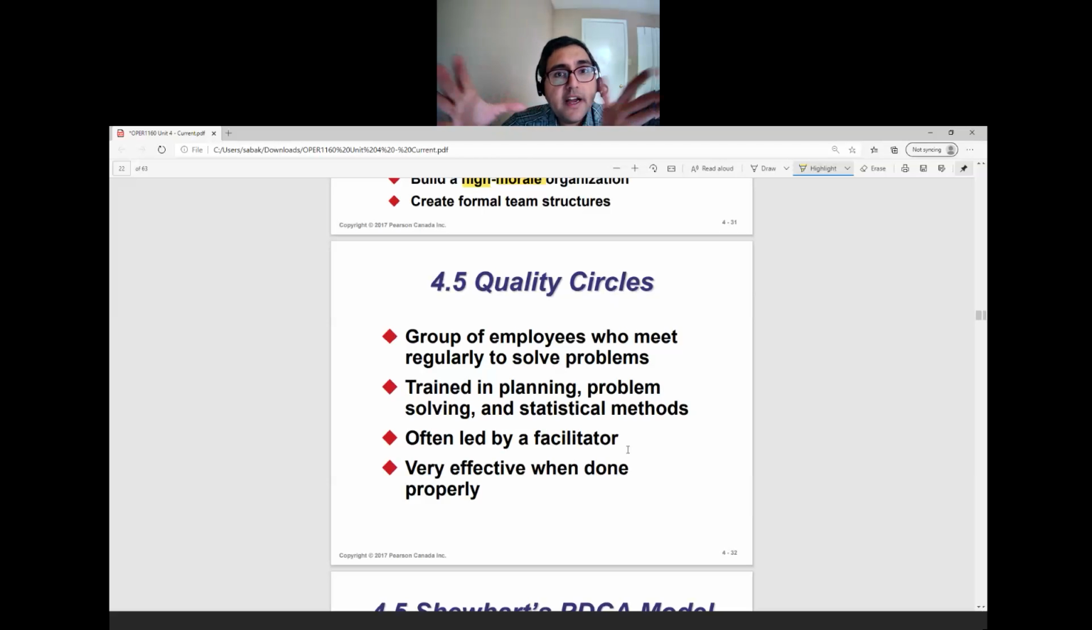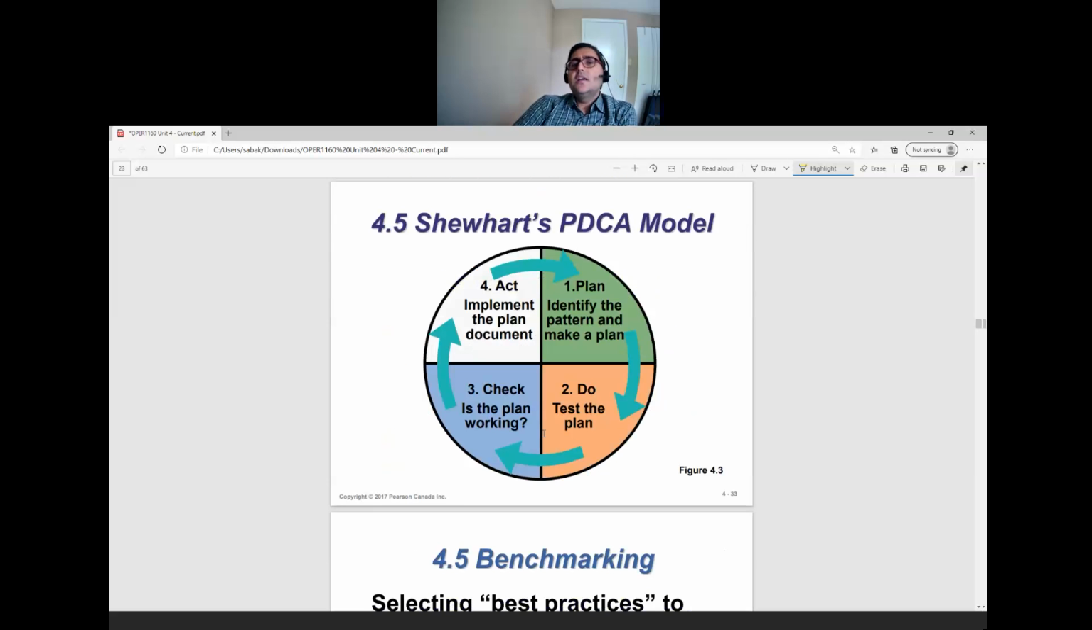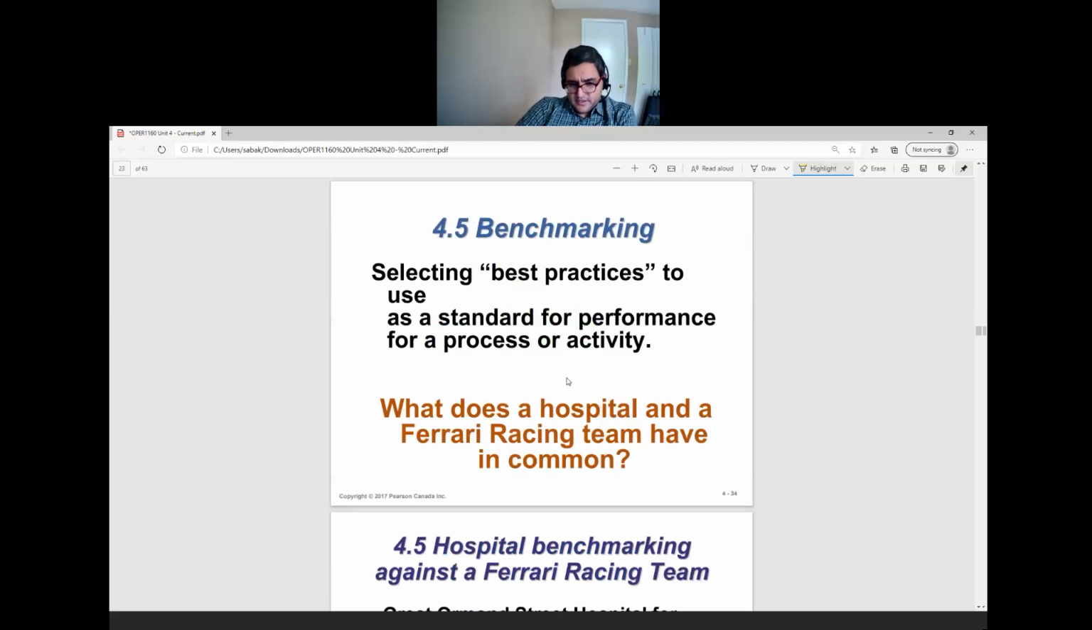What a quality circle means is, let's say there are 50 employees in your organization. Let's say you divide them into 10 groups, and each group is given a target to continuously find out methods and improve that particular thing. It's another commonly employed method in the manufacturing sector. The group of employees meet regularly to solve problems. You give them some necessary training. There may be a facilitator in each team. It's very effective if it is done properly.